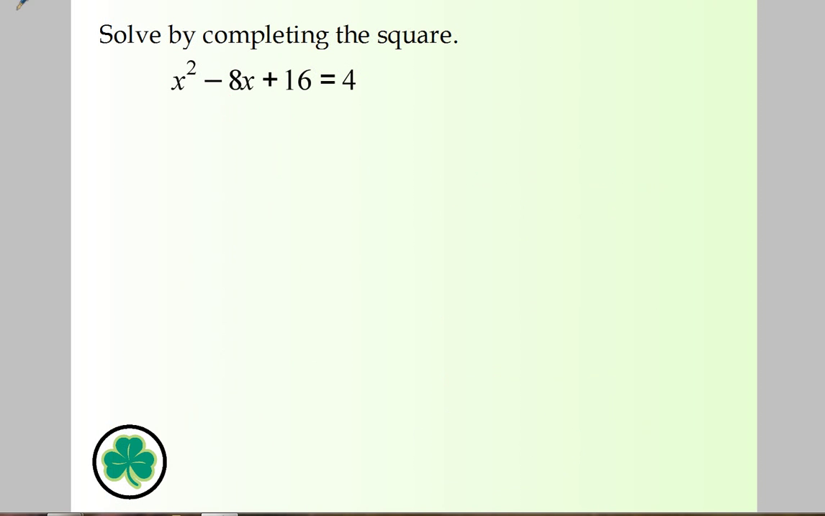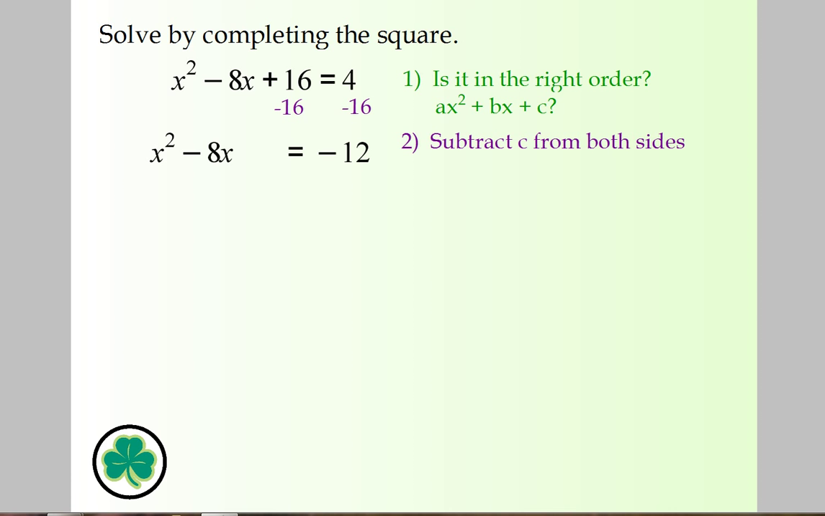Let's take a look at another one. Make sure that you have those steps written down so that we can follow those same steps in our next example. So first things first, is my equation in the right order? Is A equal to 1? If that's the case, then I can start completing the square. So again, take C to the other side. I'm going to do that in this case by subtracting 16.